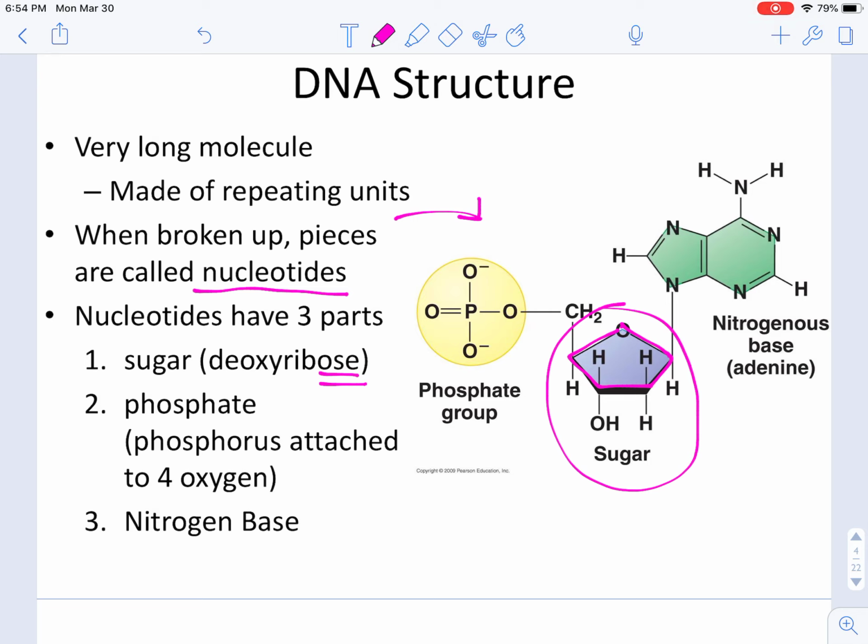So there's a sugar. It's going to be attached to what's called a phosphate. And a phosphate is a phosphorus molecule surrounded by oxygen. Notice that a couple of the oxygen have what's called a negative charge on them.